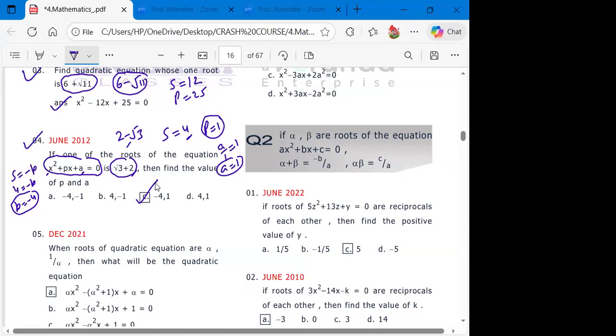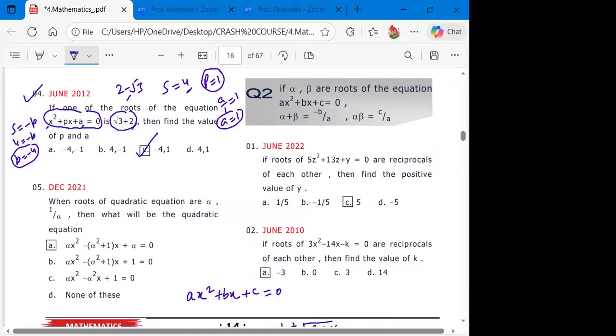Understood this one? Now just see, and you will find the importance of what I have written in the class notes. When the roots are alpha and 1 by alpha, that means reciprocal. Reciprocal means a should be equal to c. Just see, only this is the option where a and c are equal.